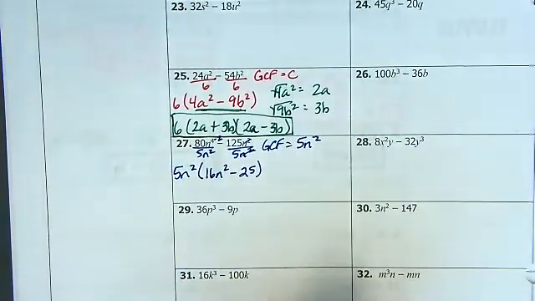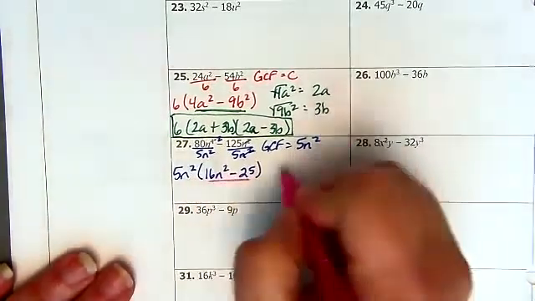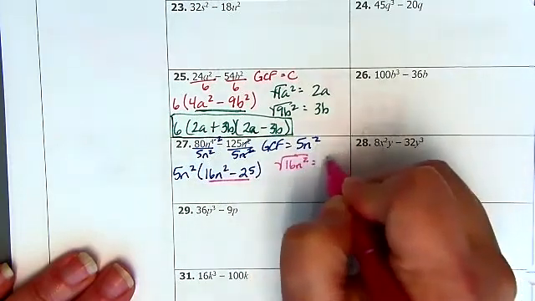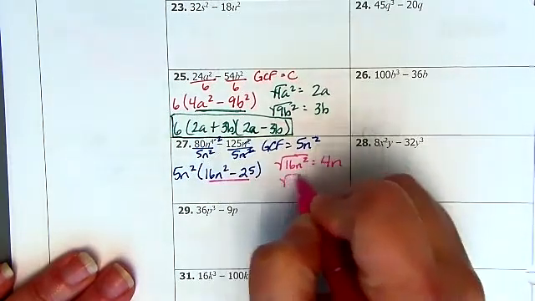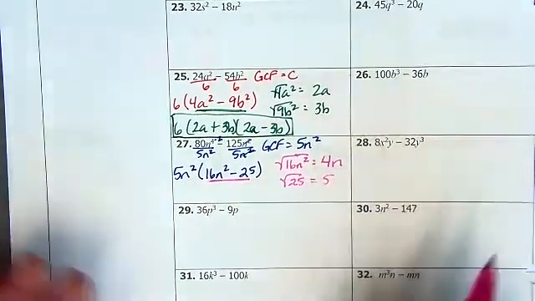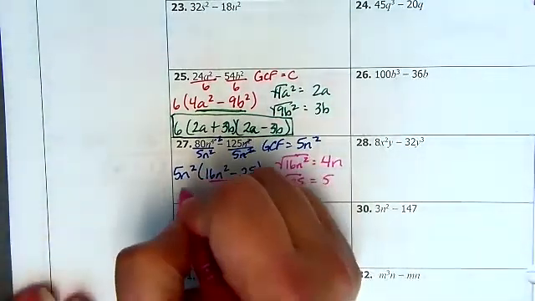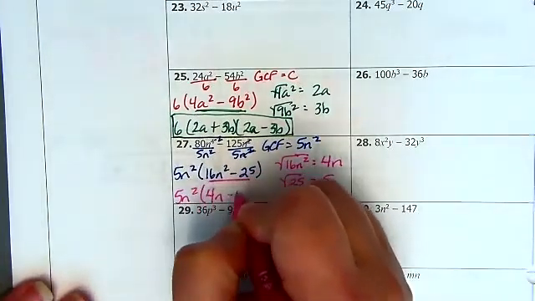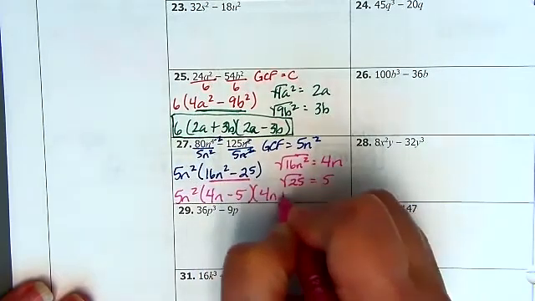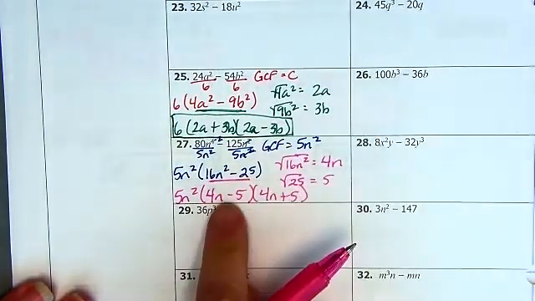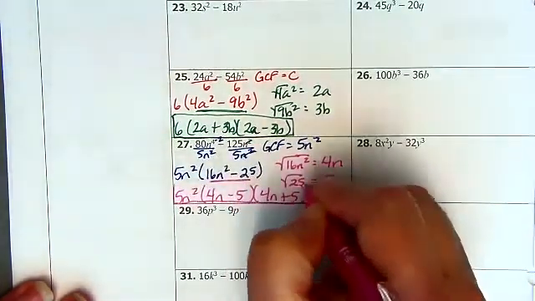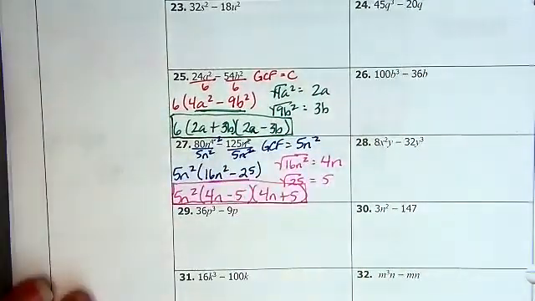But I'm not done yet, because now I've got to look to see, is this a difference of squares? So I've got to check. The square root of 16n squared is going to give me 4n. The square root of 25 is 5. Both of those are perfect squares. So my final answer is 5n squared, open parentheses, 4n minus 5 times 4n plus 5. And it doesn't matter which one's first or second in this, just as long as one's positive and one's negative. And here is my final answer in factored form.